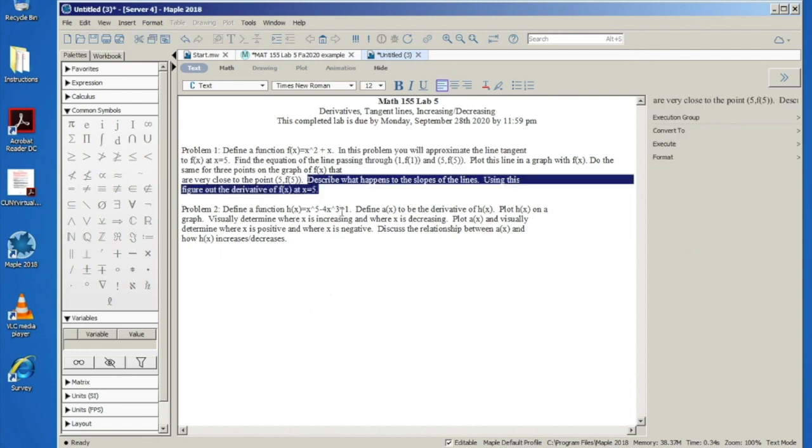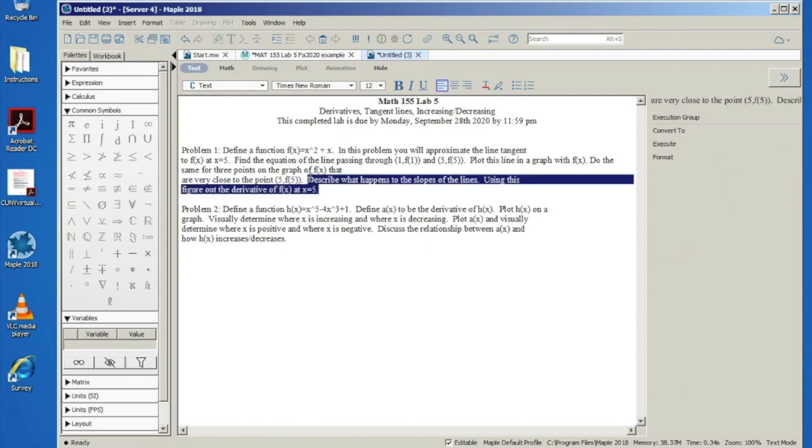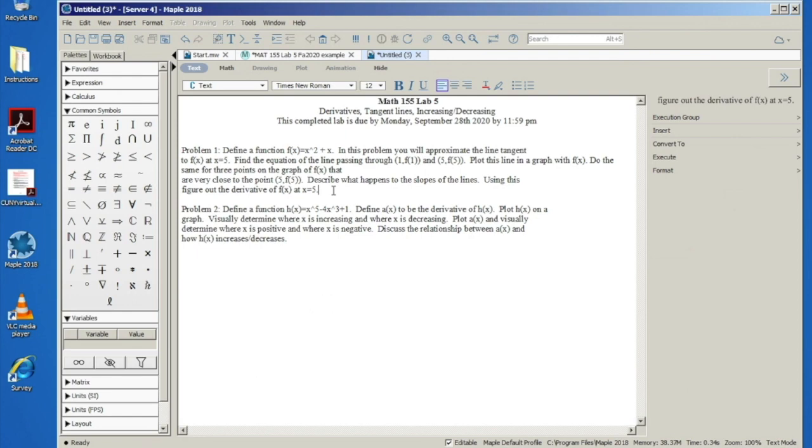Last week we saw what it meant for a function to be continuous. In your class you have been dealing with limits and limit computations. And the derivative arises from a limit computation. The derivative is a limiting process. So without further ado, let's just get started with the lab.